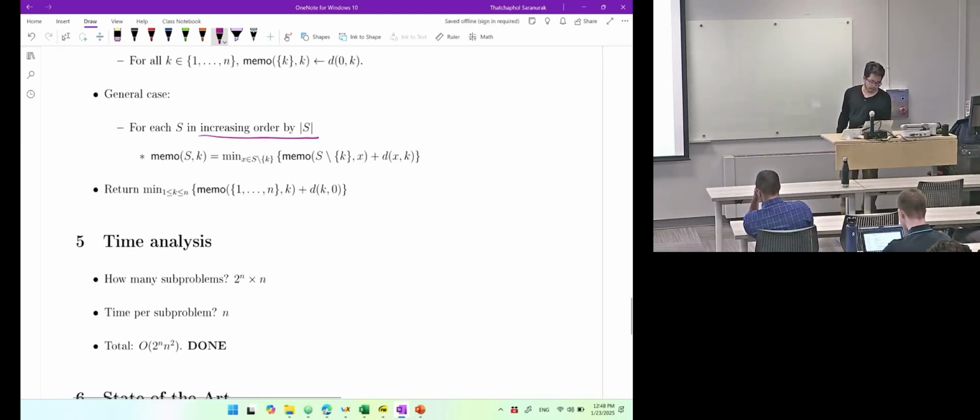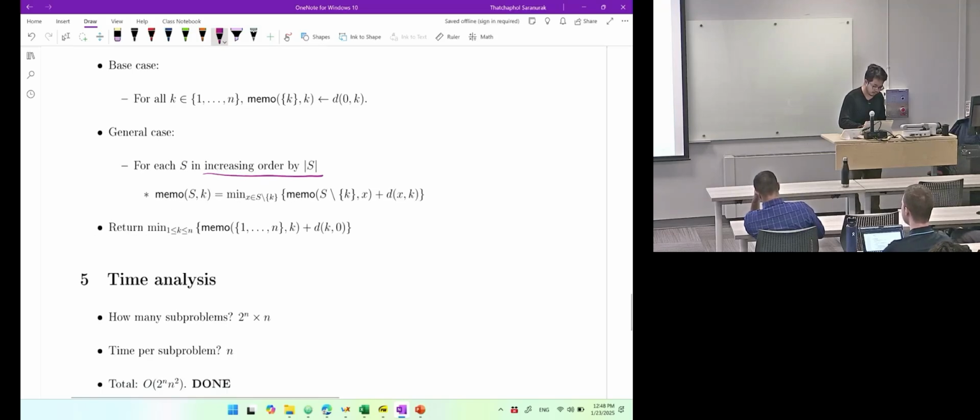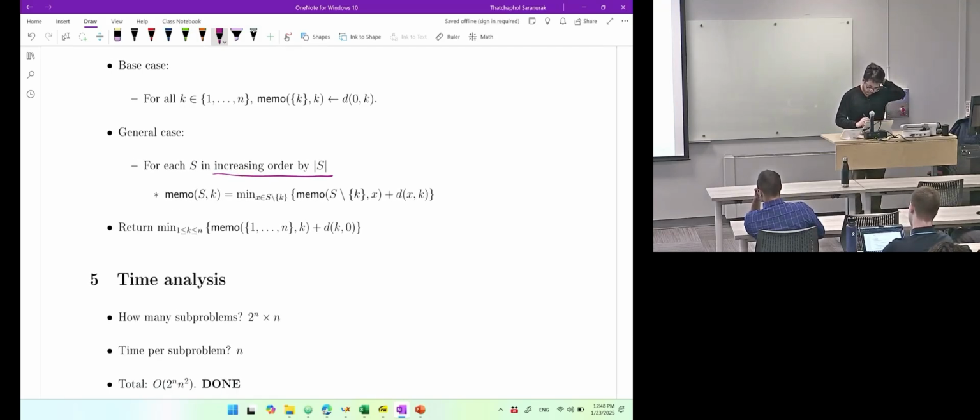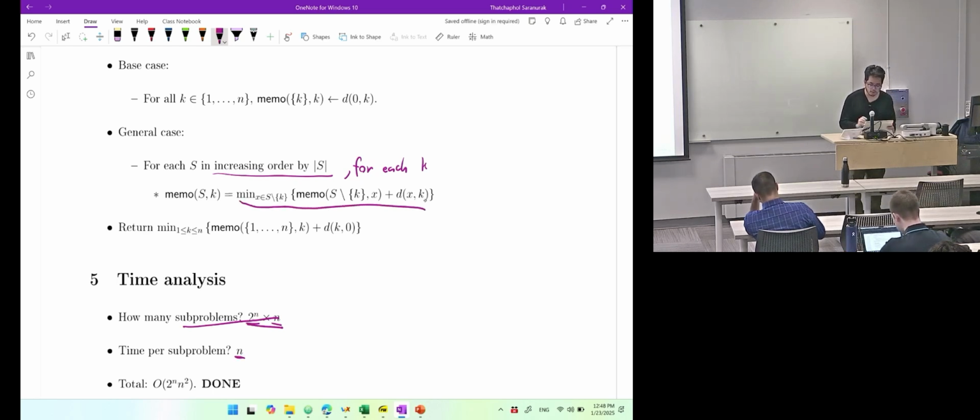Right, so that's the running time. We need to look at each k too. So the number of rounds in the loop is 2 to the n times n. That's the number of subproblems. And for each subproblem, you take n time because you take a min over n numbers. So that's the running time. Okay. Question about this algorithm?